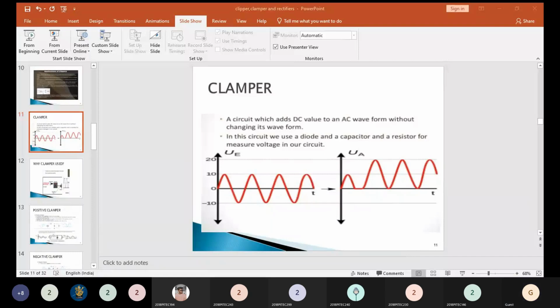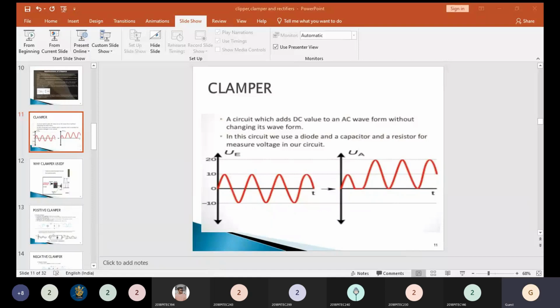Okay. Don't make mistakes in milliamps and microamps. If you make mistakes in that part, the total value will change, so the final answer will be wrong. So be careful in that part.